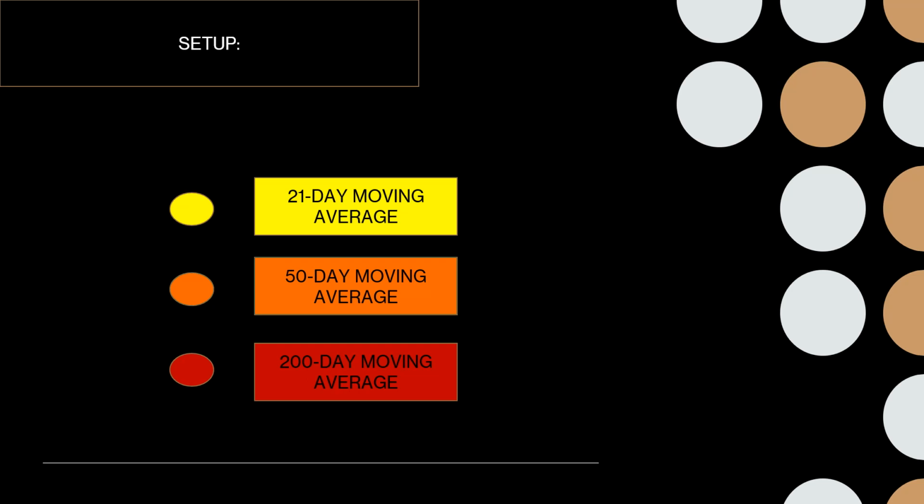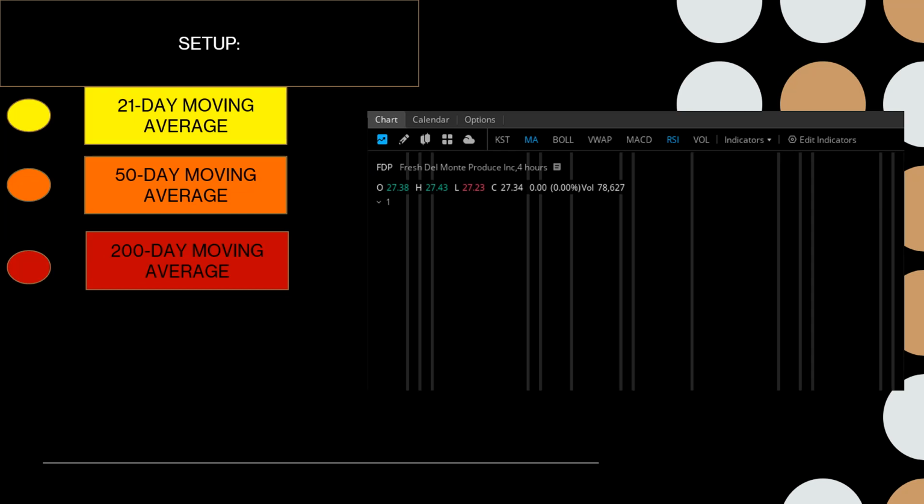Now just to clarify a couple things real quick. So whenever the 50 MA crosses underneath the 200 MA, that's called a golden cross. Whenever the 200 MA crosses down below the 50, that is a death cross. So just to put that into perspective. So this is the setup.